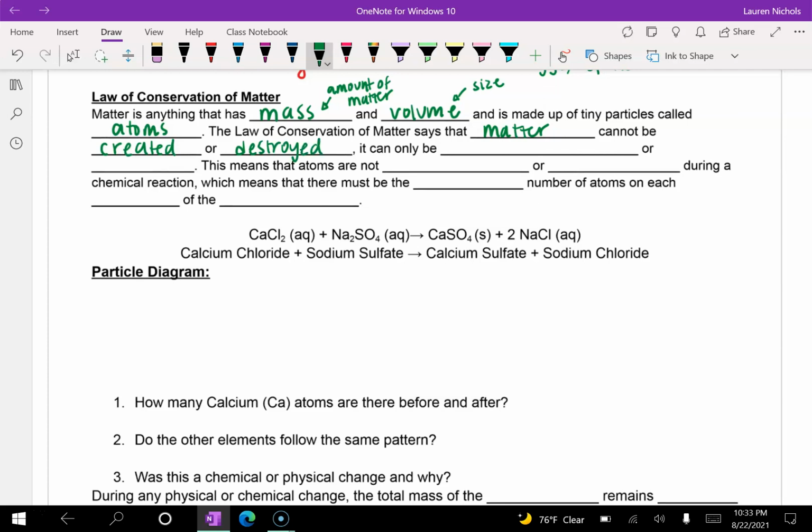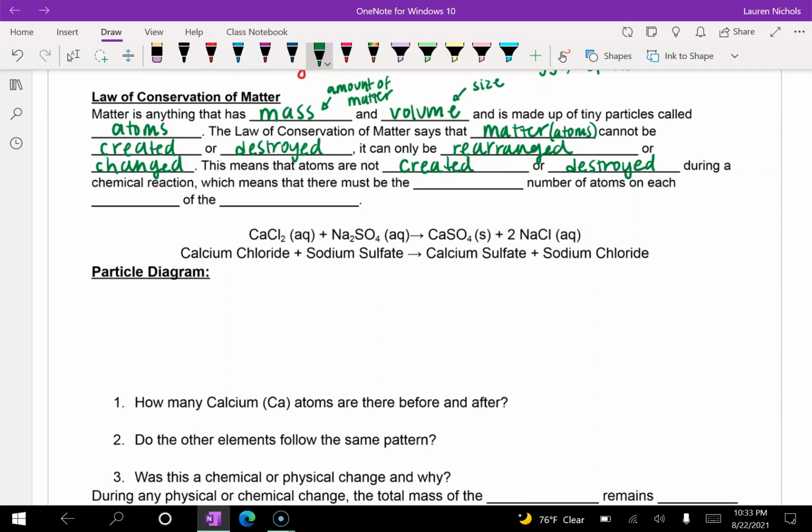Okay, the law of conservation of matter says that matter, which is made up of atoms, cannot be created or destroyed. It can only be rearranged or changed. So we can change what it physically looks like, or we can rearrange those bonds, but this means that atoms are not created or destroyed during a chemical reaction.